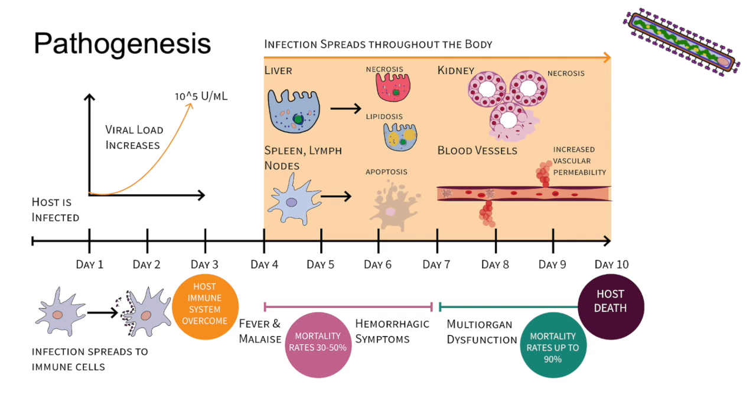Following sudden onset fever and malaise, if Ebola virus disease advances to cause hemorrhagic symptoms, the risk of mortality increases to 30 to 50%. If Ebola virus disease progresses further to multi-organ dysfunction, mortality can be up to 90%.